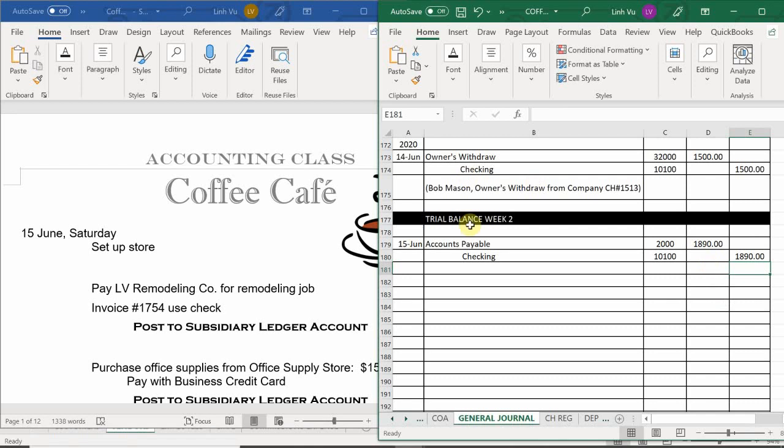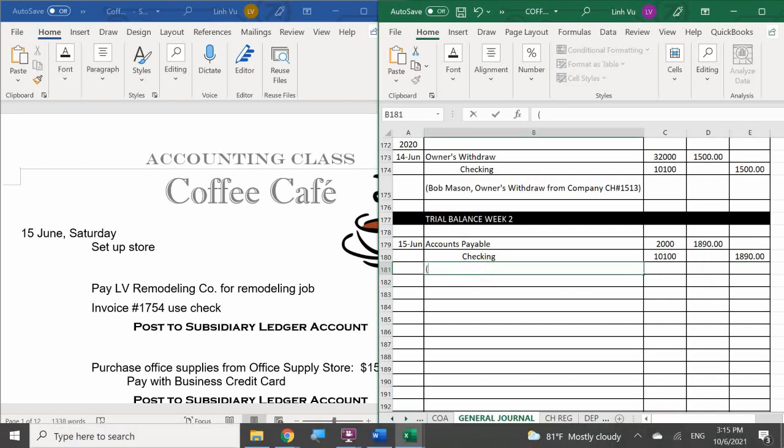Invoice, remodeling. How do we call it? LV Remodeling Co. LV Remodeling Co. So invoice 1754, and use a check.